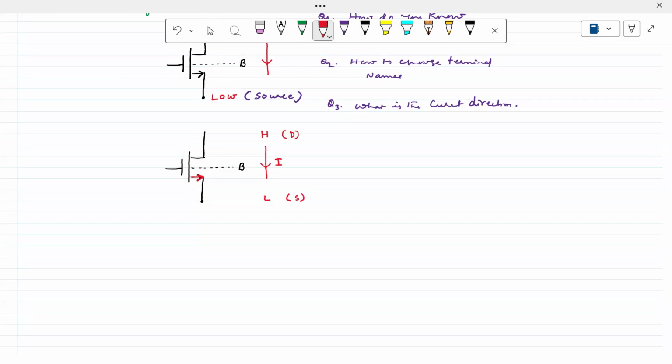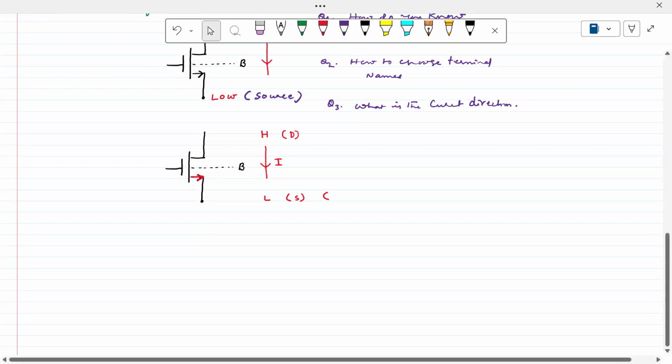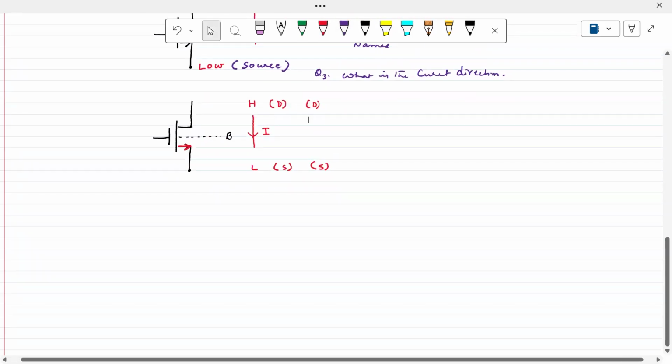Or depending upon the electrons: since the electrons are moving from the low potential, that is why it is called a source. The electrons are drained at the high potential, that is why it is called drain. Two ways we can say. Either from the potential point of view, or by the electron direction, you can say whether it is a source or drain. What are the two ways?